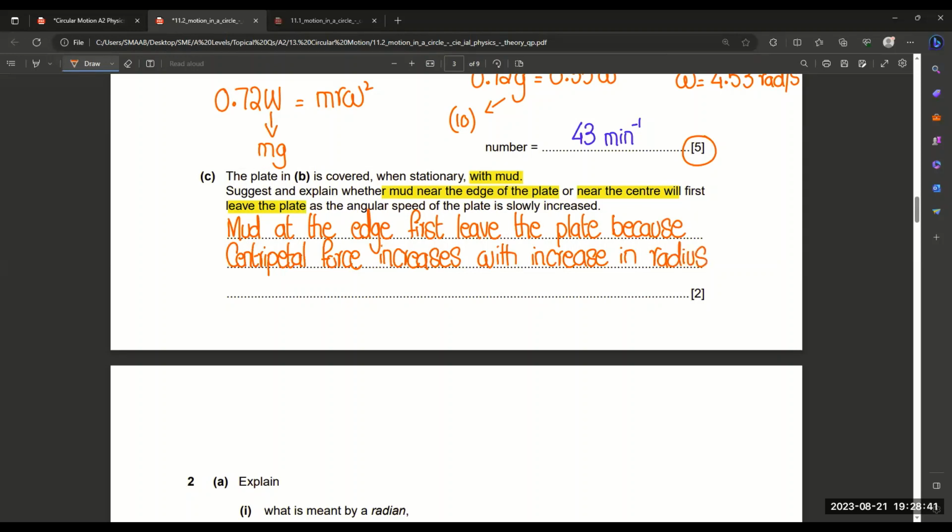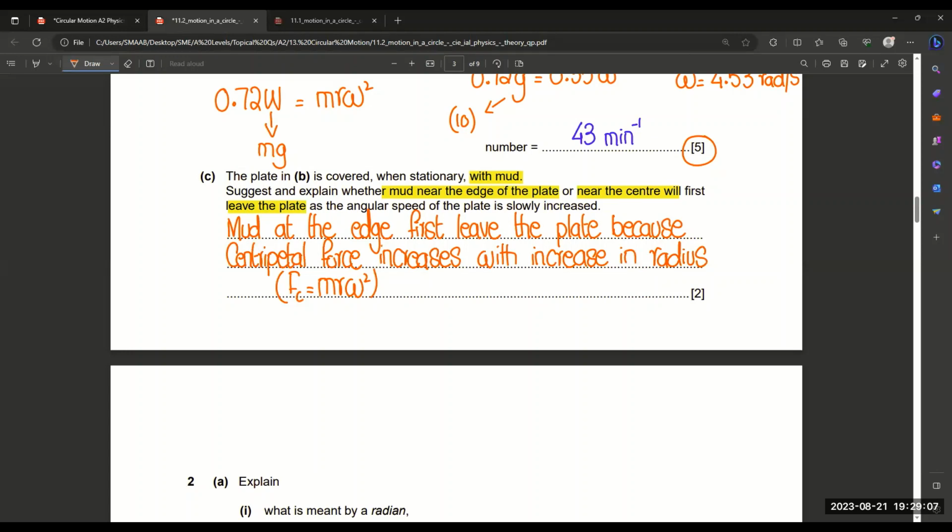And we can also use the reference from the formula that your Fc is equal to m r omega square, right? So at the edge, mud will leave the surface first. Any confusion? No. Okay.